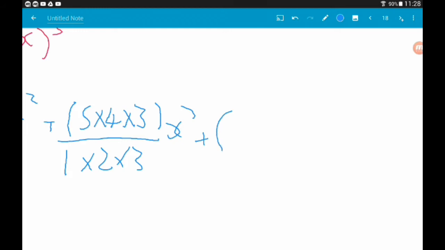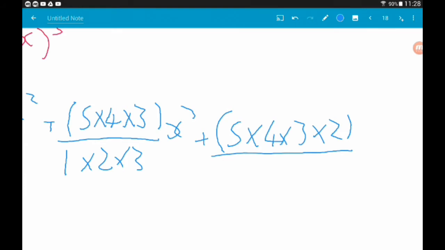And our next one, well, this is going to be 5 times 4 times 3 times 2. And on the bottom, we're going to have 1 times 2 times 3 times 4. Now that's our x to the power of 4 term.